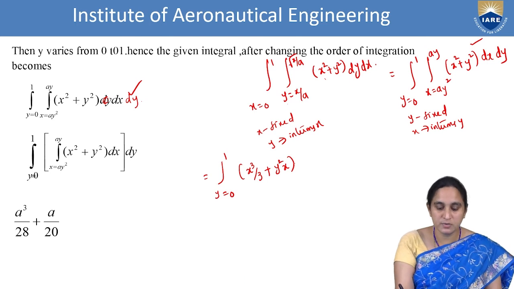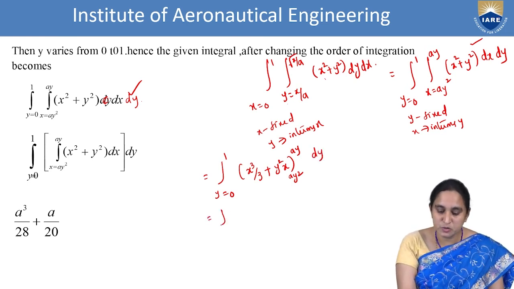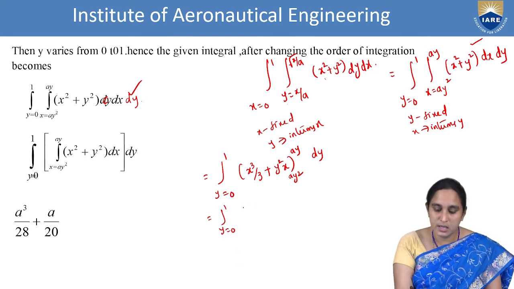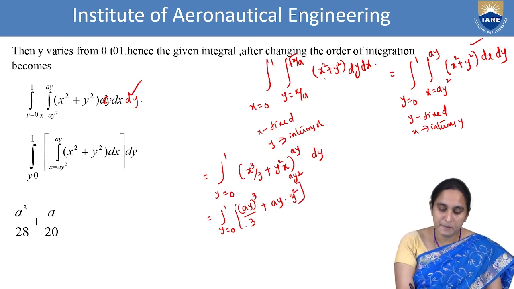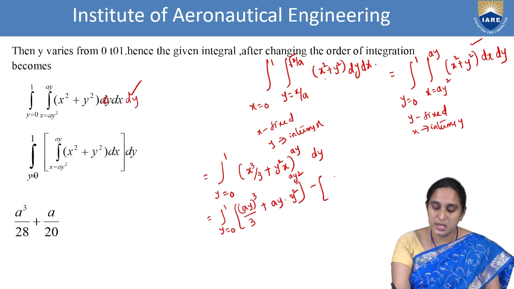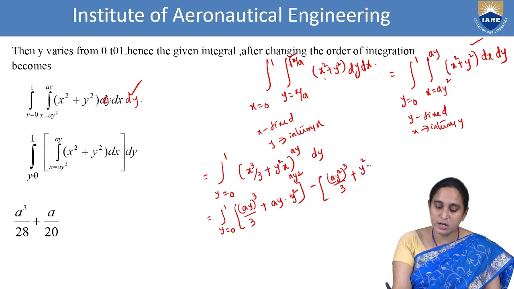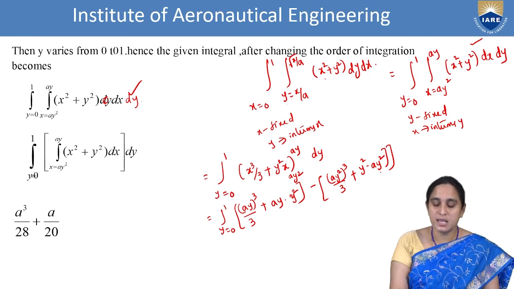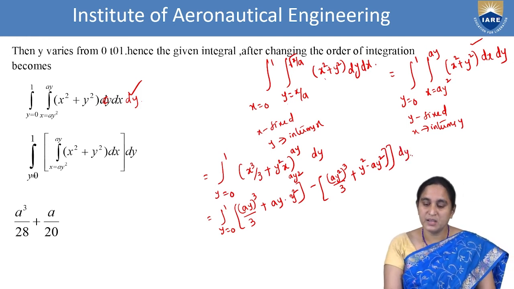What about the limit points of that? ay square to ay, dy. From that, substitute the limit points, y is 0 to 1. Upper limit for x: a y whole cube by 3 plus a y into y square, minus a y square whole cube by 3 plus y square into a y square, our limit for the x as a y square, dy.